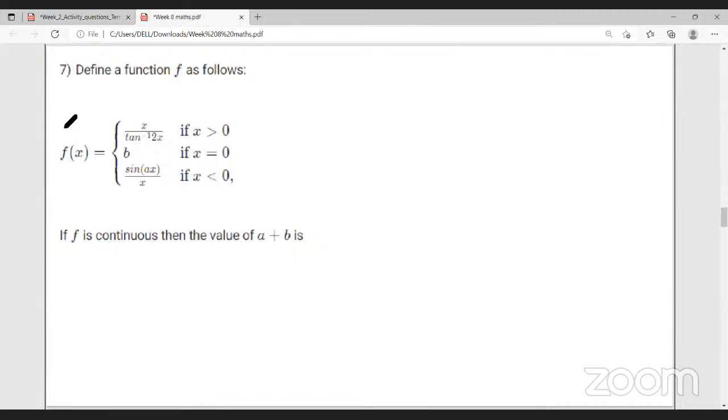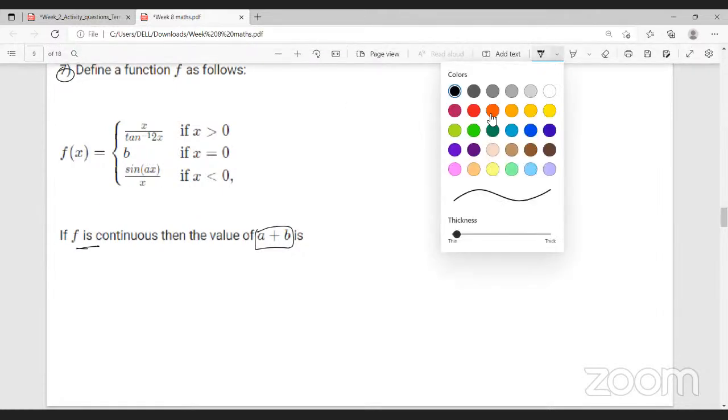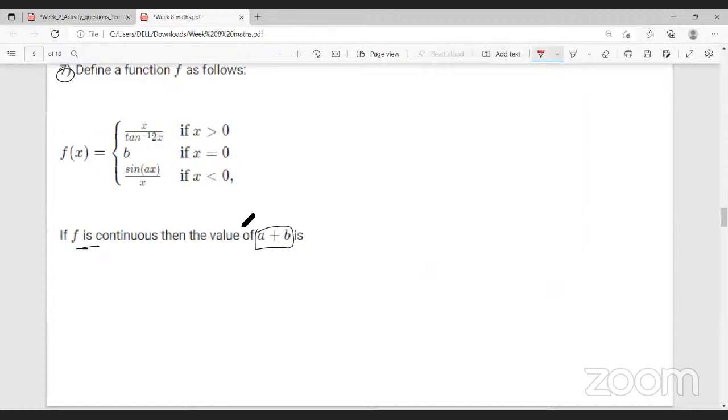So now here, this is a function given. This is the seventh question. We have to find out the value of a plus b. So f is continuous, it is given. So how to do that? Same approach, sir. Continuous is given, we can equate.